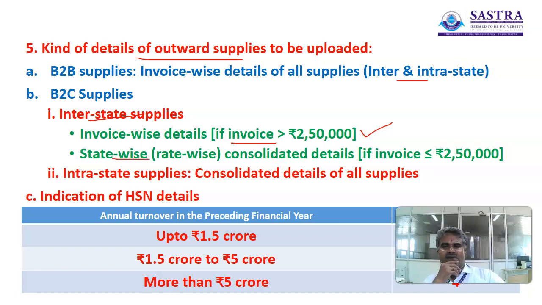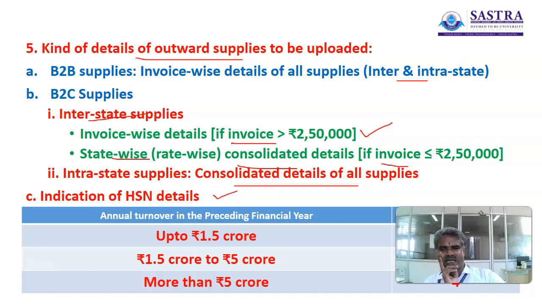State-wise consolidated details if invoice is less than 2.5 lakh. If your invoice is less than 2.5 lakh, state-wise and rate-wise, you have to give consolidated details. Intrastate supply, details of all supplies. Intrastate supply within the state.